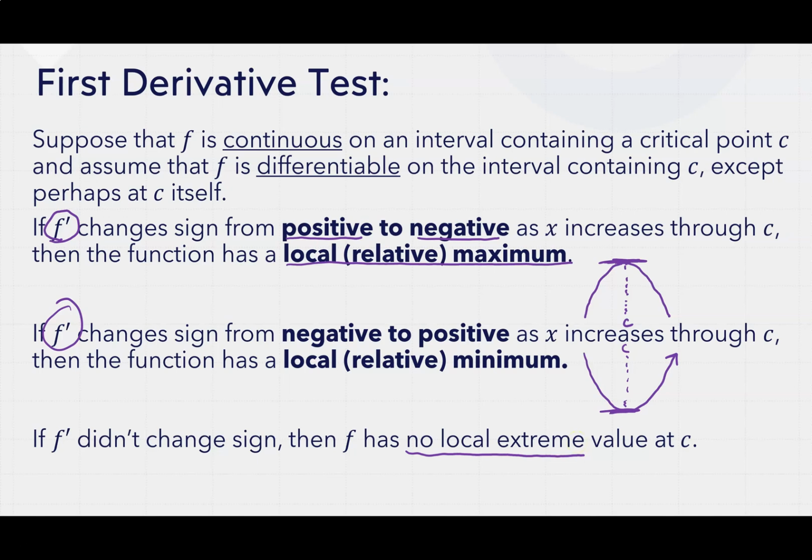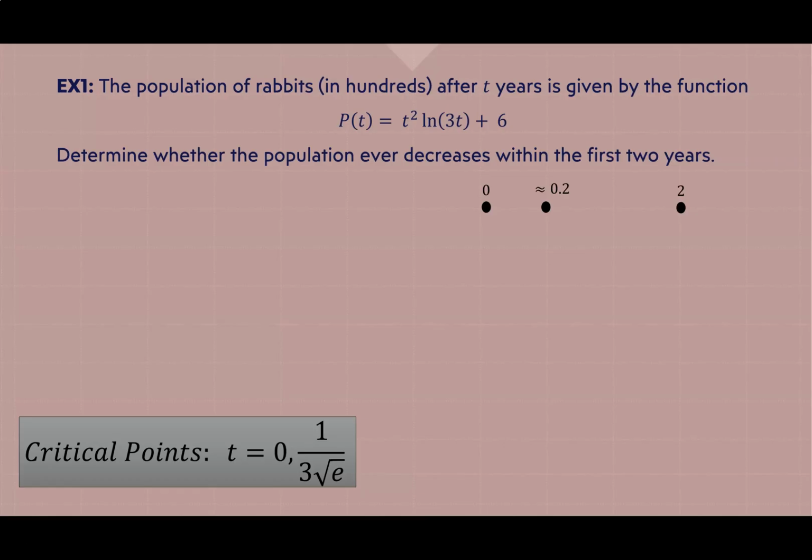So that's what the first derivative will tell you, and that stems from the fact that if the derivative is positive, then your function is increasing. If the derivative is negative, then your function is decreasing. So if you have a change in sign, you must have a peak there. Okay. Now, here is an example.